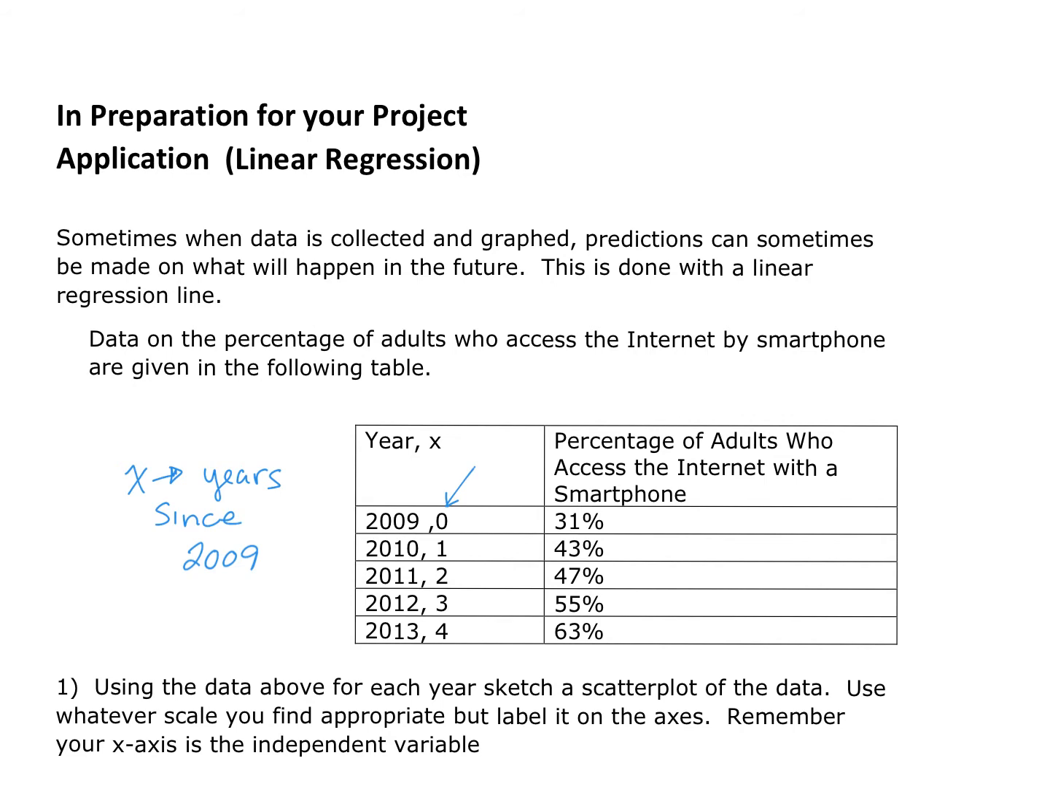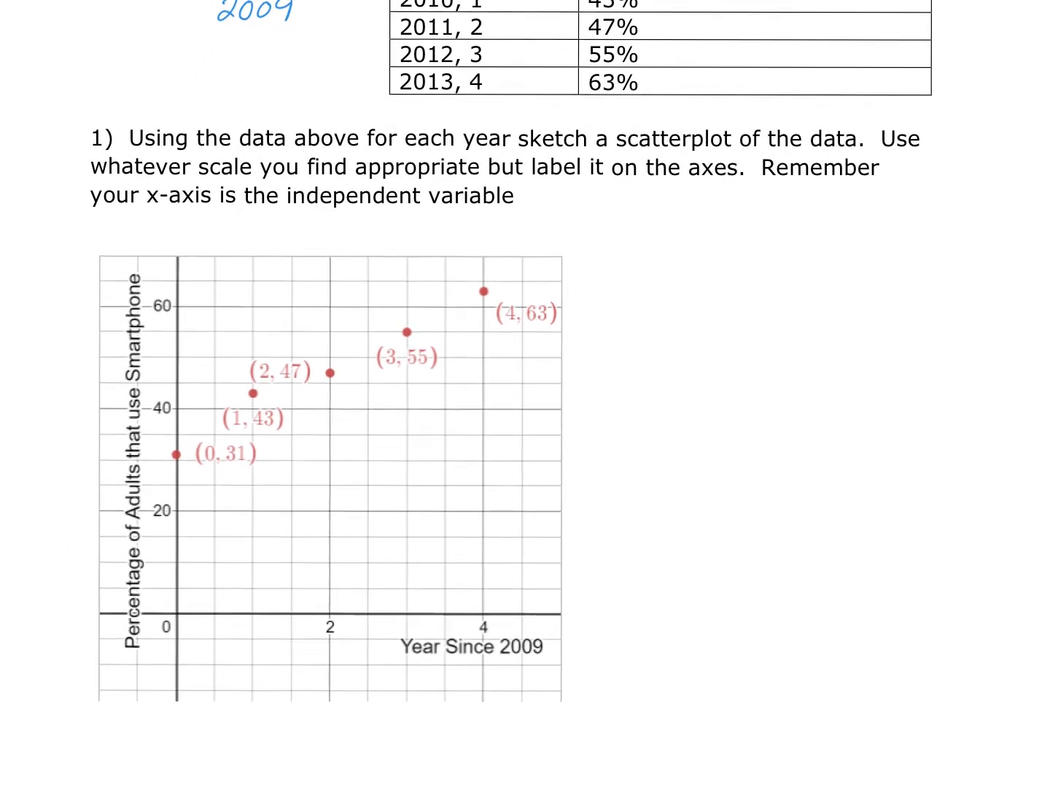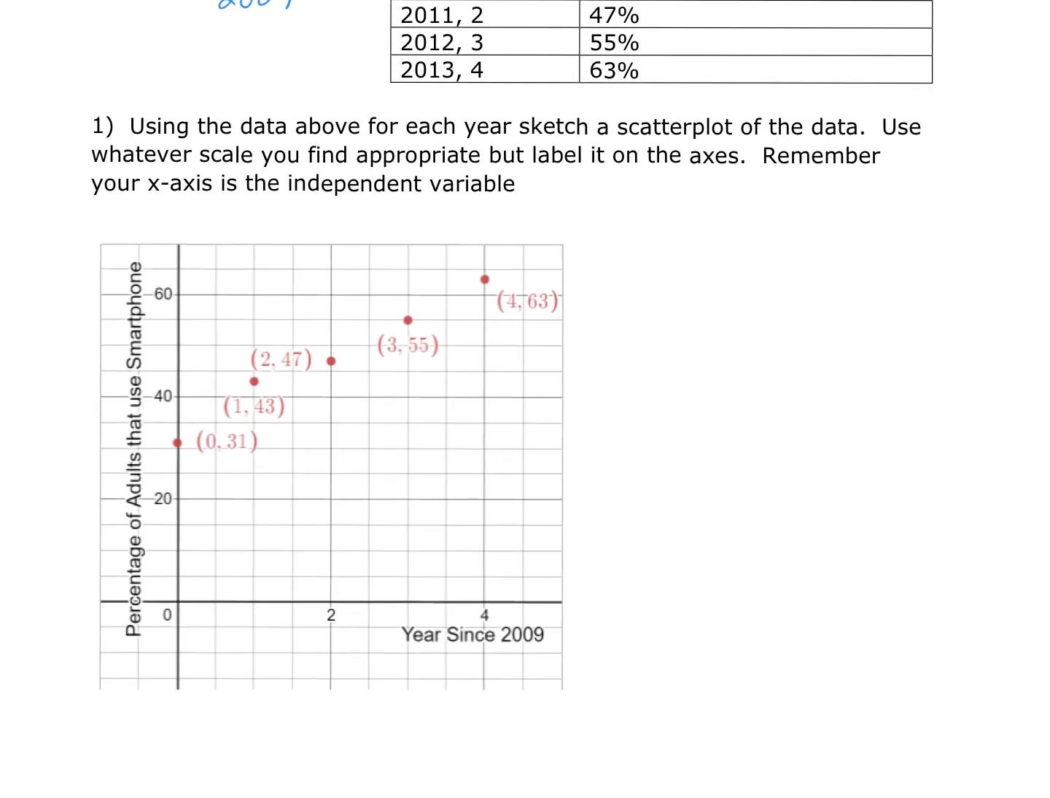I've already done that in Desmos, and it looks like this. Now, I've used for my x-axis the independent variable, which is the years since 2009, and for my dependent variable on the y-axis, I've used the percentage of adults that use smartphones. I've plotted each of those 5 points. Notice I didn't use 0.31 or 0.43. I just used 31 and 43 as percentages because it's much harder for me to graph those decimals. But I've indicated that using my scale.